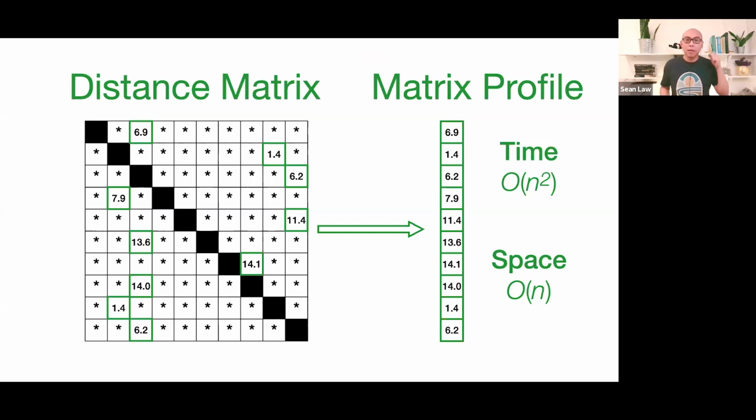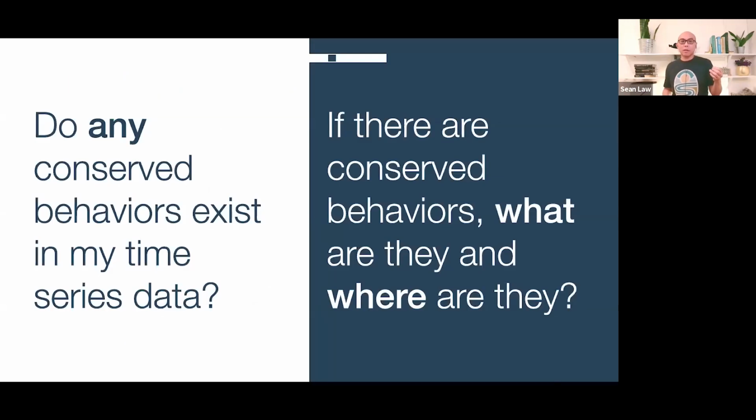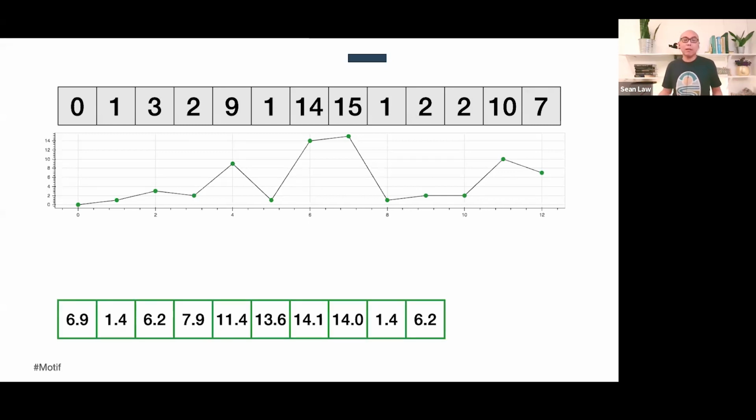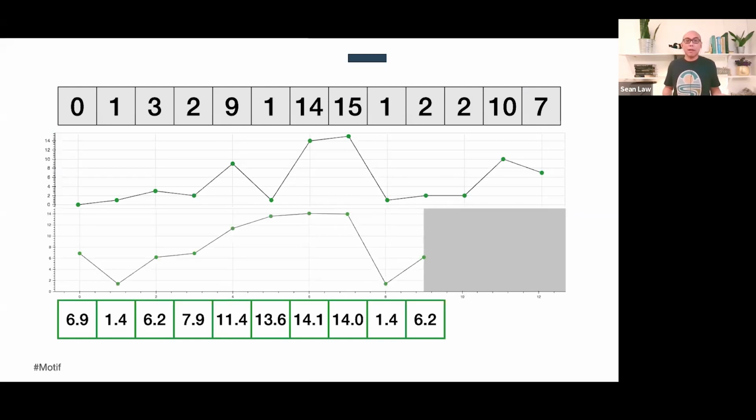Which is phenomenal. And with this matrix profile, we can go back to the very beginning of our talk, which is answering the questions of, do any conserved behaviors exist in my time series data? And if so, what are they and where are they? So this was our original illustrative example of our time series. We can annotate this time series using our matrix profile. And if we look at this matrix profile, we can also plot it, right? And immediately, what we see is there are some minima here, and it also goes up in the middle here, so there's some global maximum.